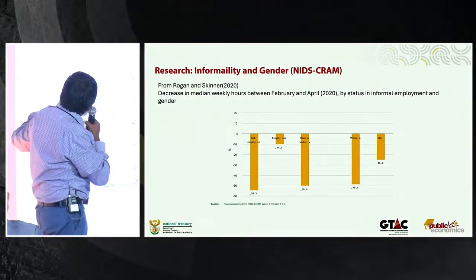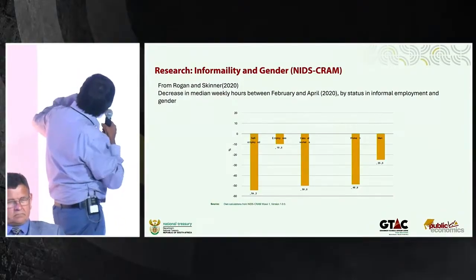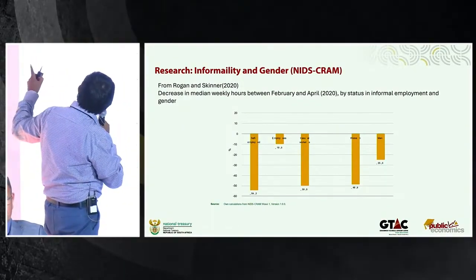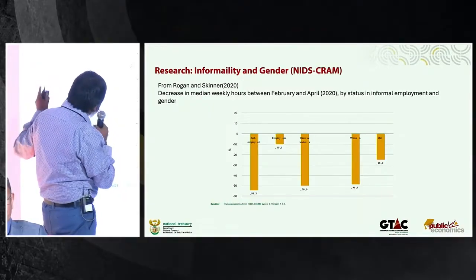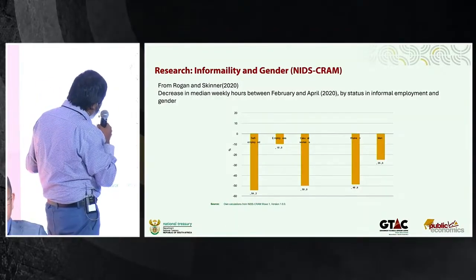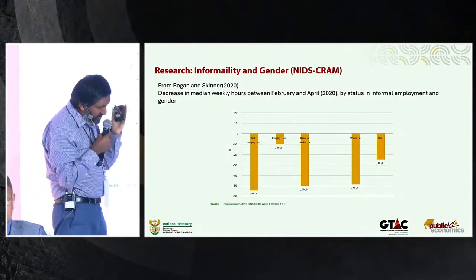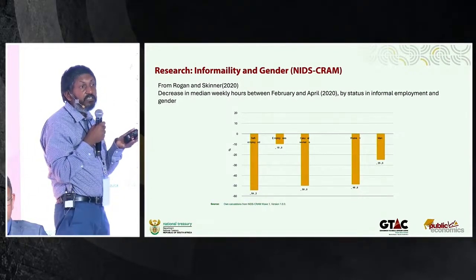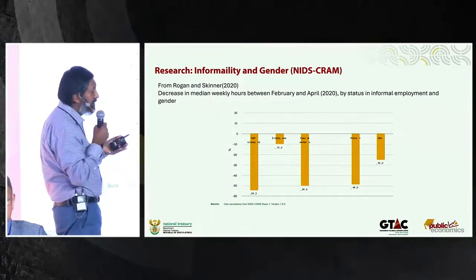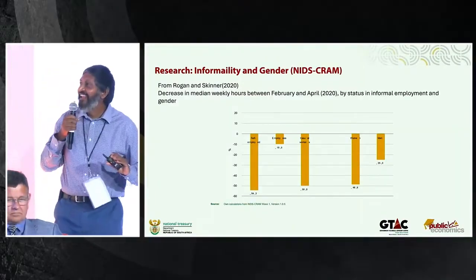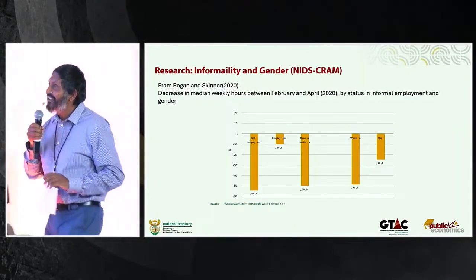The second one is also on the informal sector. It's by Mike Rogan, who's at Rhodes, and Carolyn Skinner at UCT. And they also did a similar paper, in the sense that they were asking what happened to informal sector workers, and specifically they were interested in gender differentials in the informal sector, right? So this text is very small. I need to be careful so I don't fall off the stage.